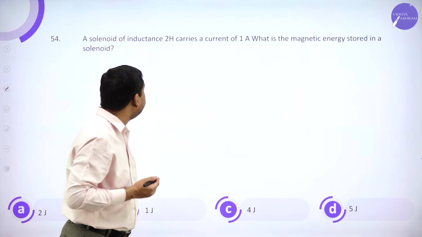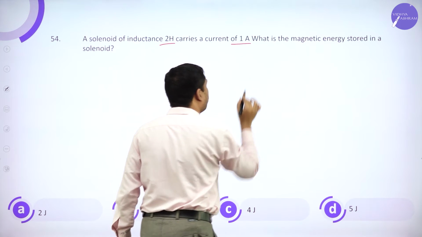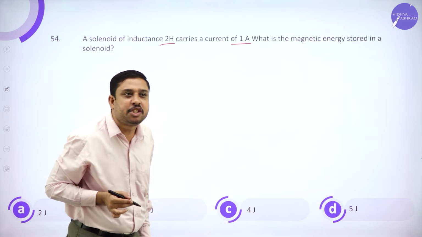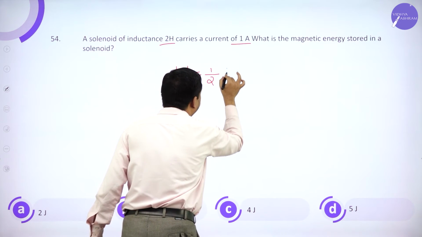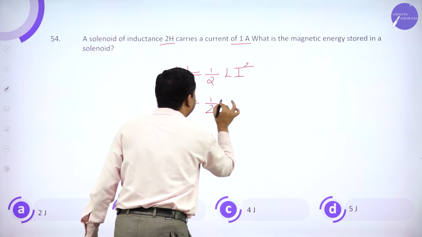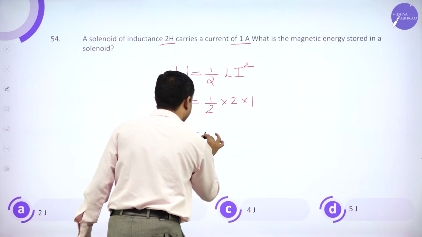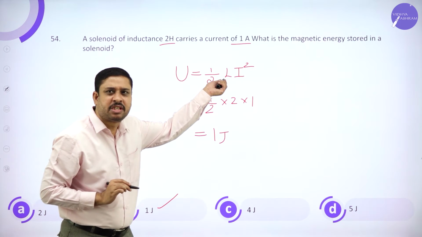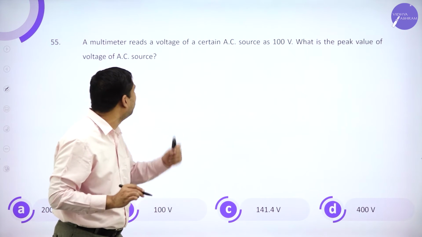A solenoid of inductance 2 henries carries a current of 1 ampere. What is the magnetic energy? Expression for energy stored in a solenoid: U equals half L I square. So how much is the inductance? 2. I square is 1. So 1 joule is the answer. Look, just expressions. Anywhere, any complications with the simplification? Absolutely no.